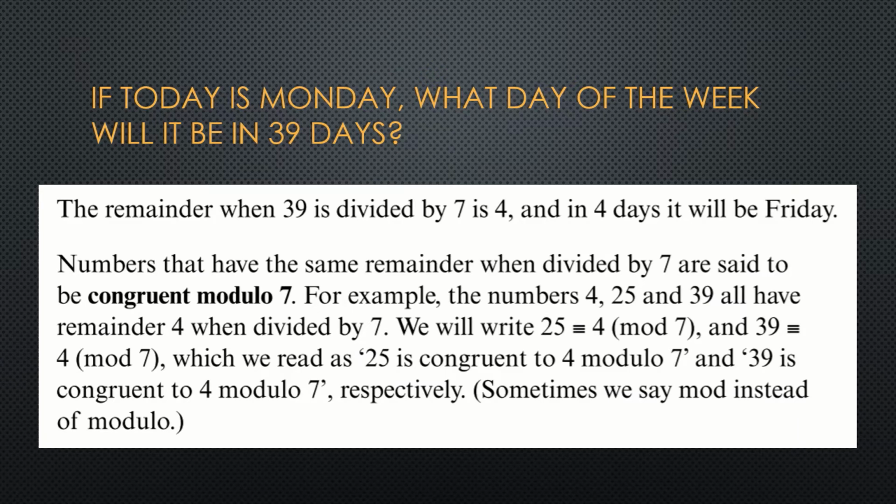Numbers that have the same remainder when divided by 7 are said to be congruent modulo 7. For example, the numbers 4, 25 and 39 all have remainder 4 when divided by 7. We can say 25 is congruent to 4 mod 7 and 39 is congruent to 4 mod 7.